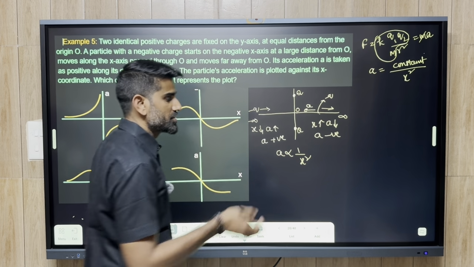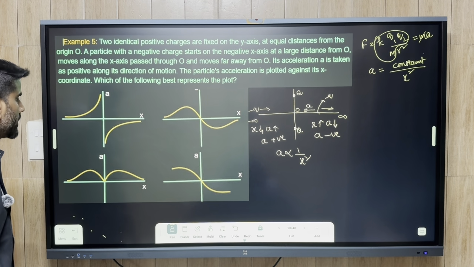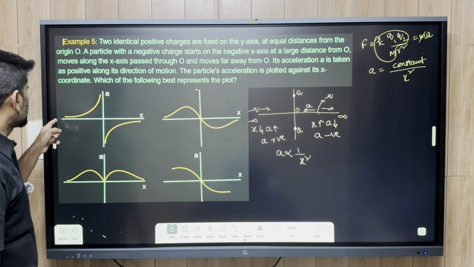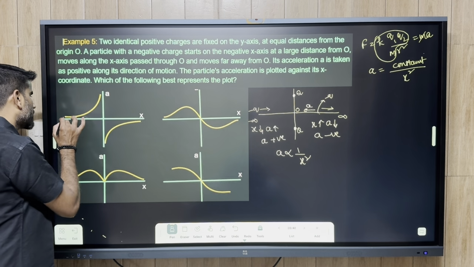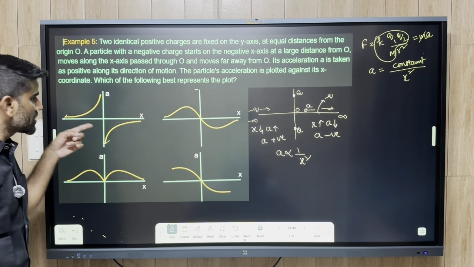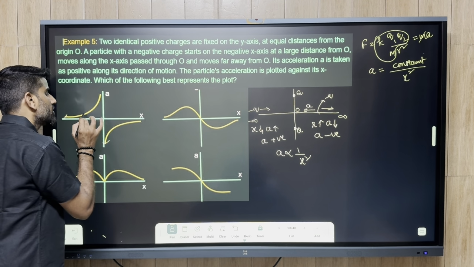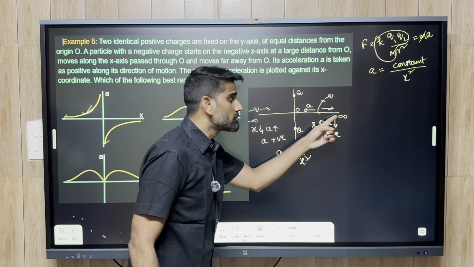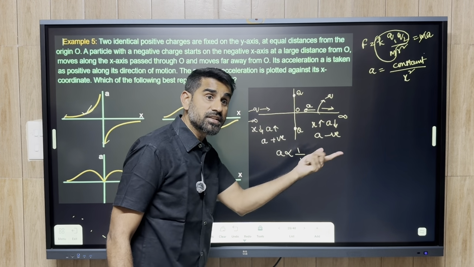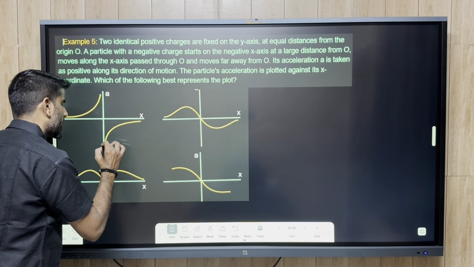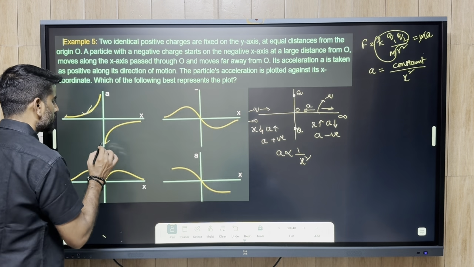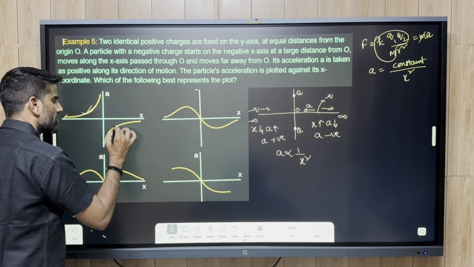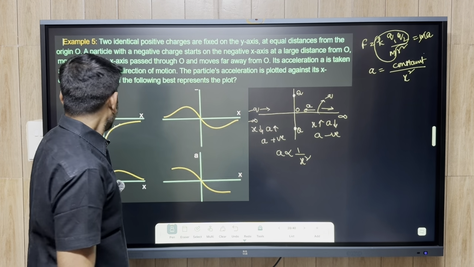A is proportional to 1 by x square. That is the curved shape. When you look at the first graph, at infinity the acceleration is nearly 0, which is right. As we are approaching the origin, the acceleration is increasing in the positive direction, which is also right. As we are moving away from the origin, the acceleration is decreasing, which is negative. This acceleration right here is maximum, and it is decreasing in the negative direction. This is also right.